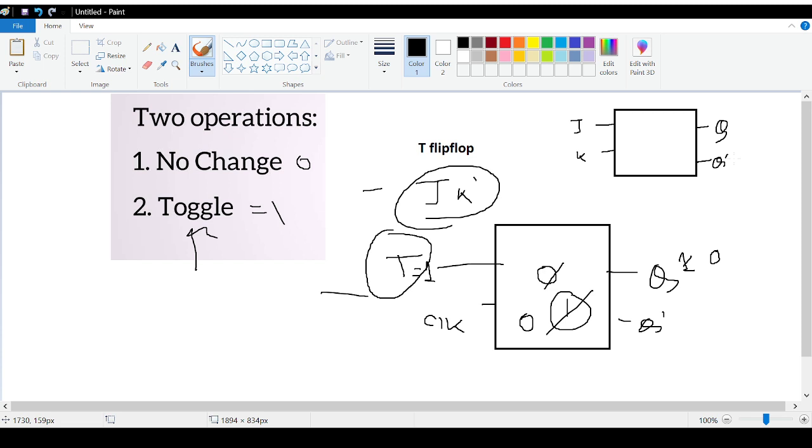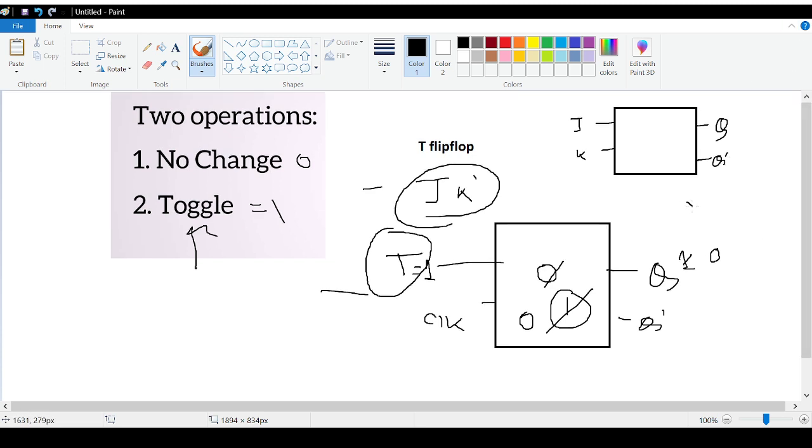Okay, can somebody tell me, did anybody figure out how we can use a JK flip-flop as a T flip-flop? So what happens if I pass 0, 0 through JK? No change. Right. So when I pass 0, 0 through JK, whatever value is inside my flip-flop will remain as it is. If it is 0, it will remain 0. If it is 1, it will remain as 1, right?